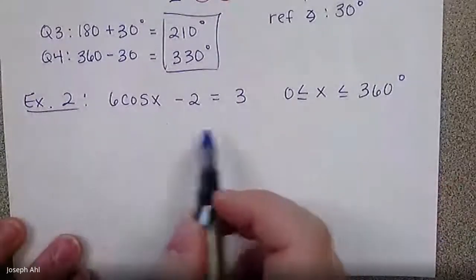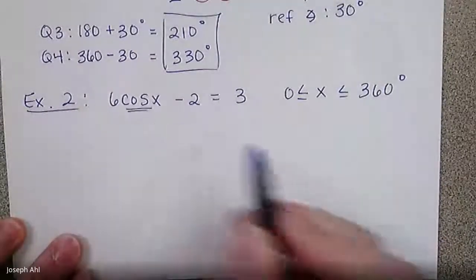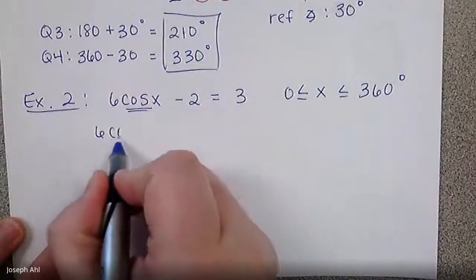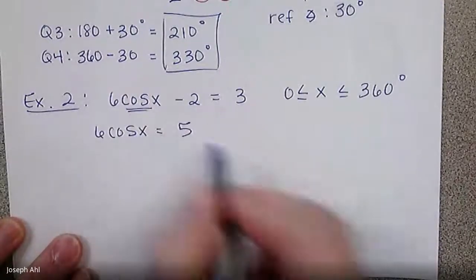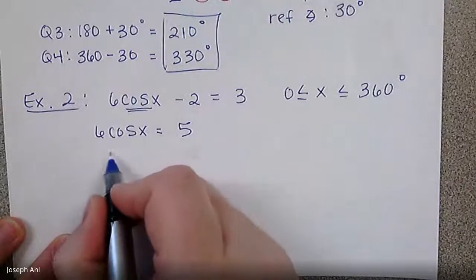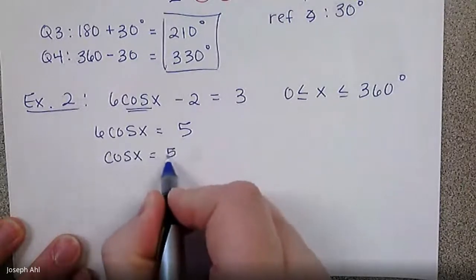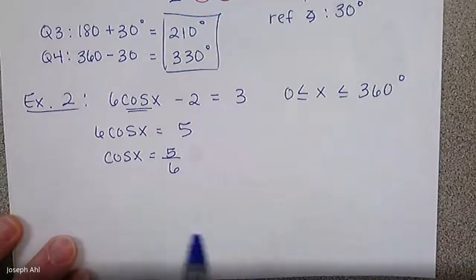So to get started here, same idea. Let's isolate the function cosine x this time by adding the 2 to the other side. So 6 cosine x now equals 5. And therefore, cosine of x would equal 5/6. Okay.